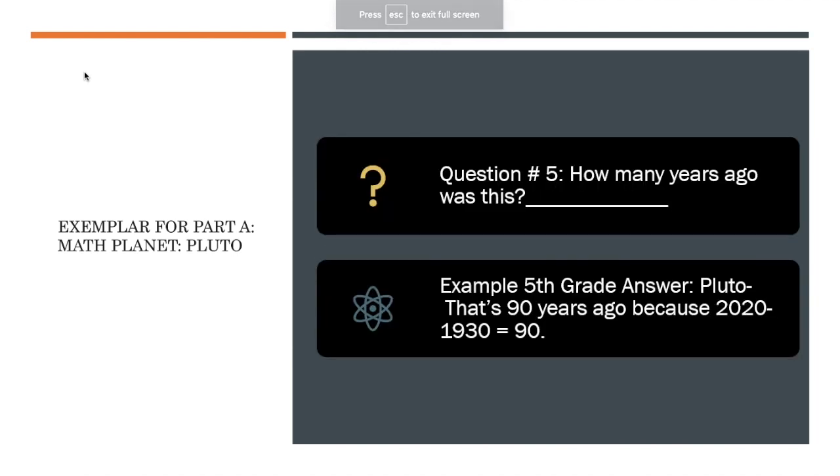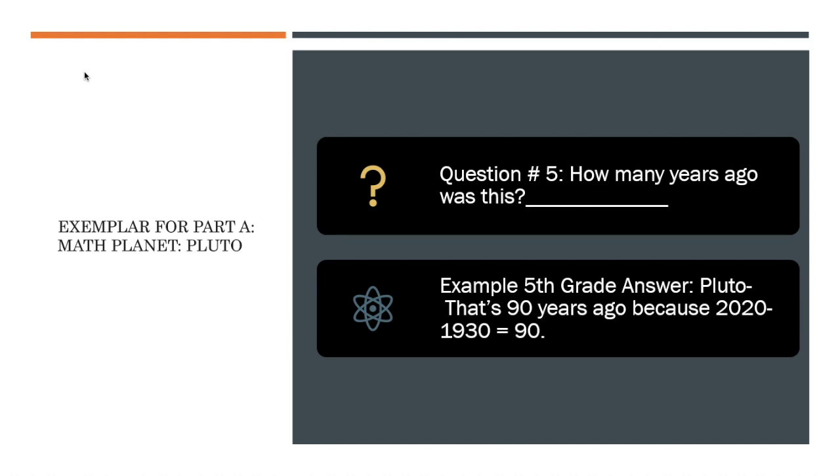Okay. Next one. Exemplar for Part A, Math, Planet Pluto. Question 5. How many years ago was this? You have to do some math. So, the 5th grade example answer, Pluto, that's 90 years ago because 2020 minus 1930, the year it was discovered, equals 90.